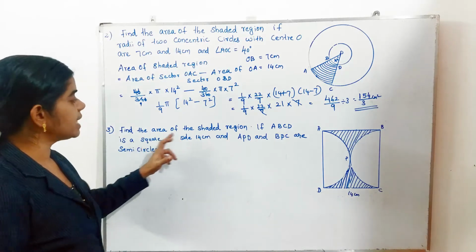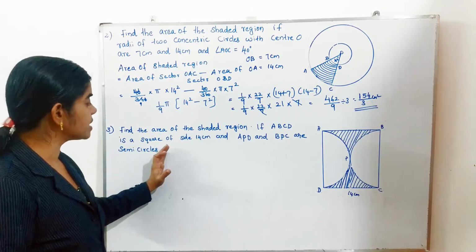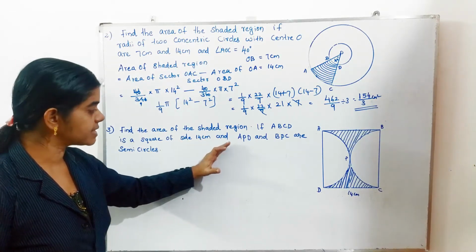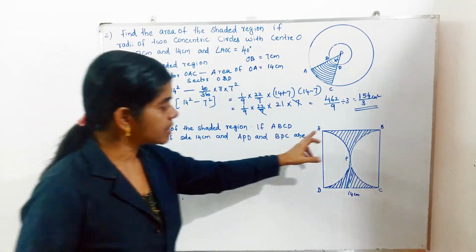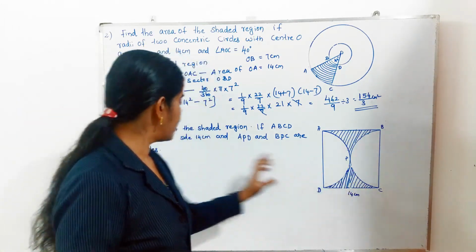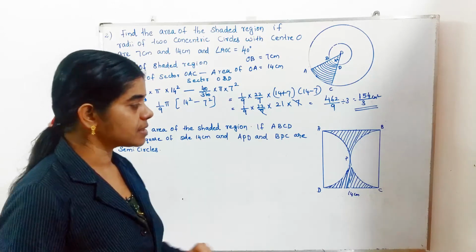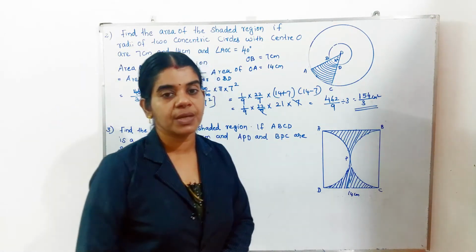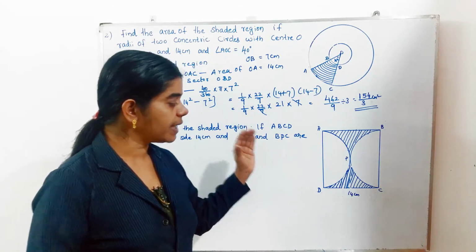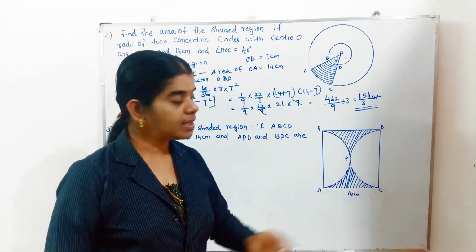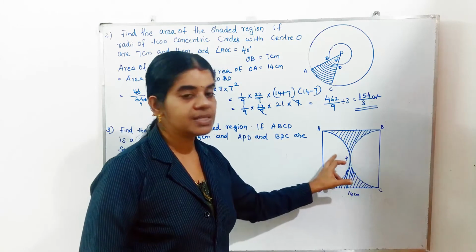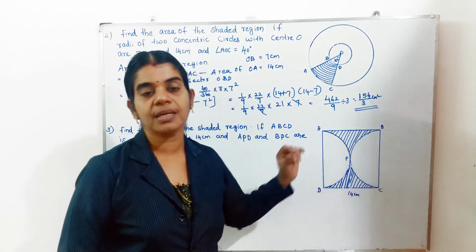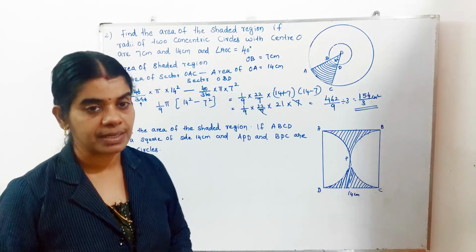Next question, find the area of the shaded region if ABCD is a square of side 14 centimeter. Thus APD and BPC are semicircles. You want to find out the area of the shaded part. How we can find out? First we can find out the area of the square. Then you want to subtract these two semicircles area. Then you will get the area of the shaded region.